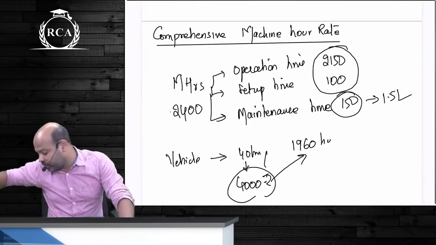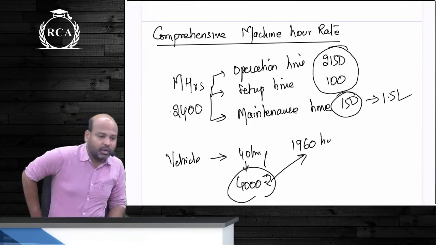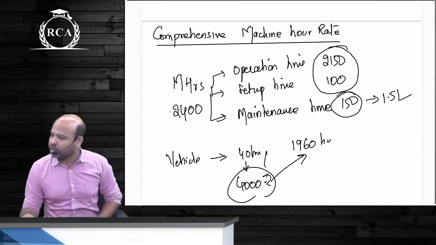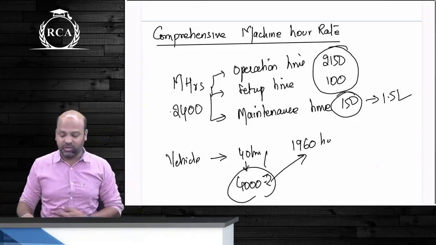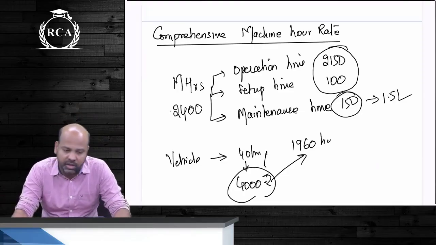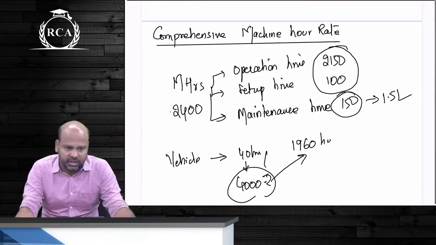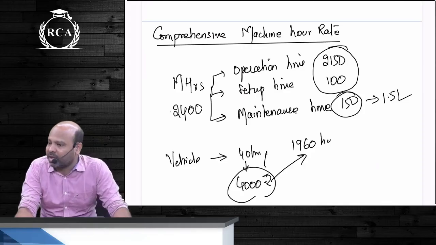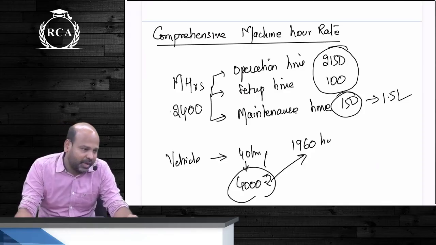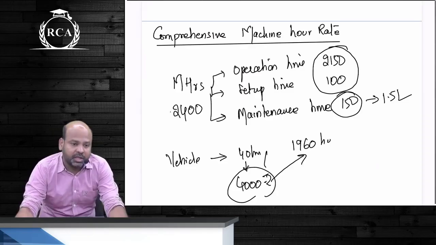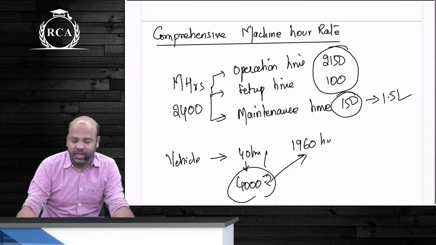So for comprehensive machine hour rate, all you have to do is arrive at the total expenditure that you're going to incur in a year by dividing those expenses into standing charges and running charges. Standing charges are fixed expenses, running charges are variable expenses. Usually electricity, power, repairs and maintenance, consumables, all of that will come under running charges, and all the other expenses will come under standing charges.